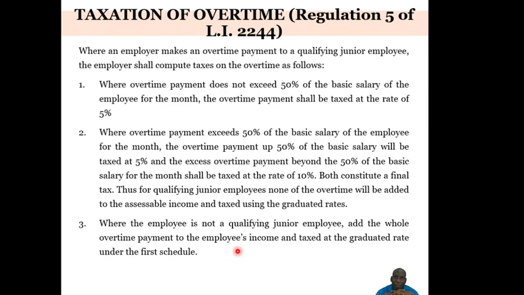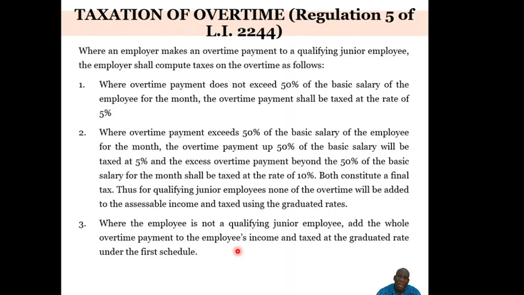Now, I'm starting with overtime. Where an employer makes an overtime payment to a qualifying junior employee, the employer shall compute taxes on overtime as follows. Where the overtime payment does not exceed 50% of the basic salary. Some people, when they are writing, they go and write 50% of assessable income. No, they say where the overtime does not exceed 50% of the basic salary of the employee for the month, the overtime payment shall be taxed at a rate of what? 5%.